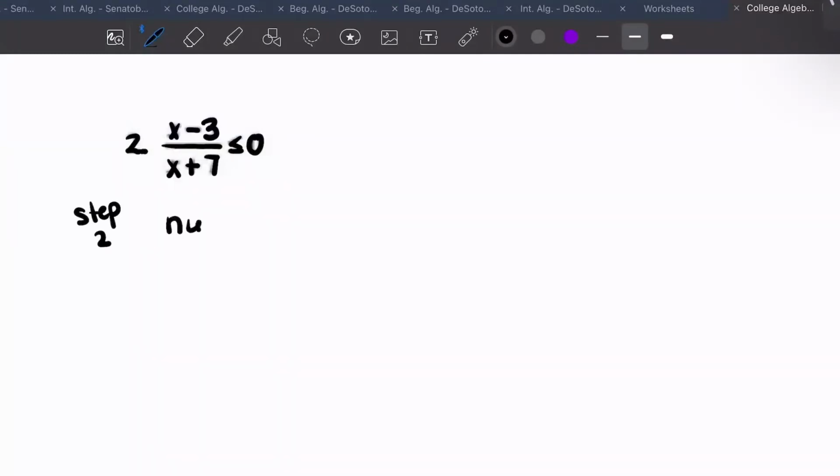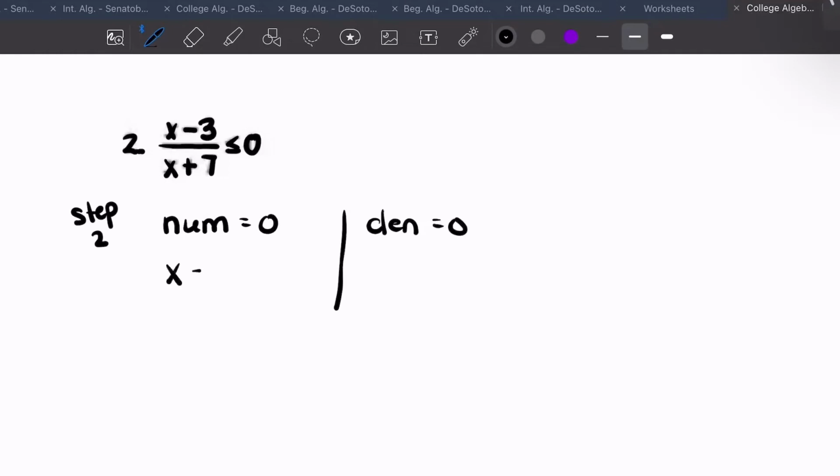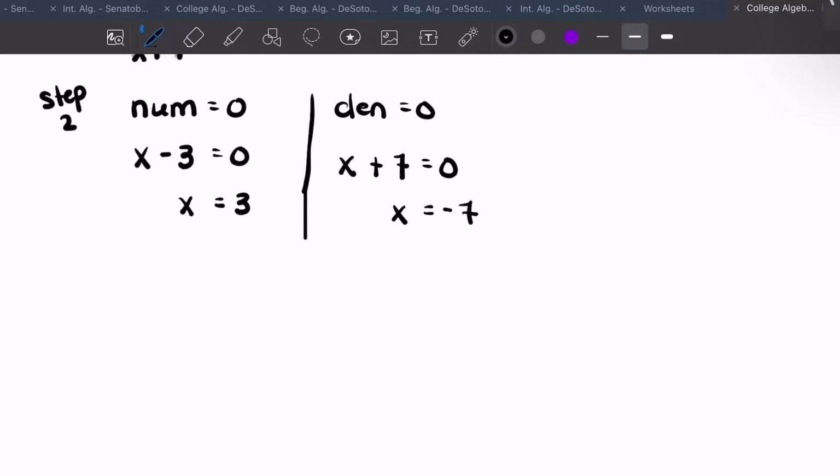Okay, step 2, your numerator equal to 0, your denominator equal to 0. Okay, numerator is x minus 3, denominator is x plus 7. Okay, so x equals 3, x equals negative 7 is what we get. Okay, number line. So here's negative 7 over here. And here's 3.